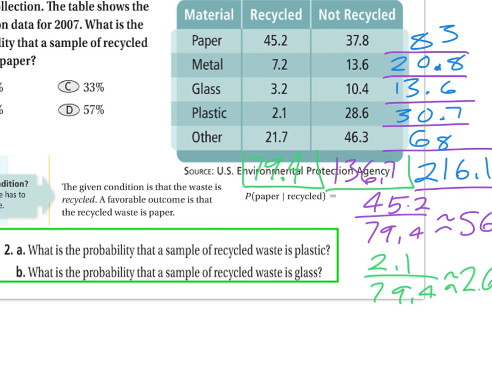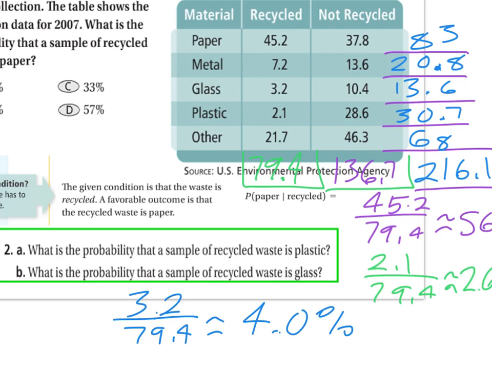What is the probability that a sample of recycled waste is glass? So again, still looking at recycled waste, so our denominator remains the 79.4 for that total. And then glass is 3.2 million tons. And this turns out to be just over 4%, so I'm going to call it 4.0% just so it's clear how much I rounded that.